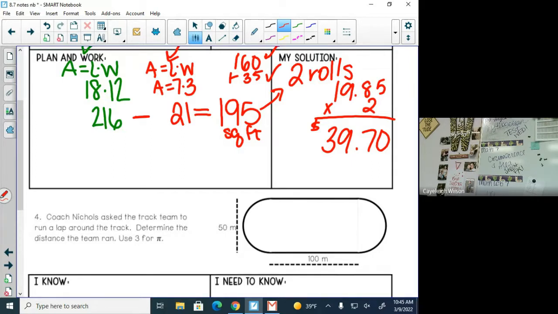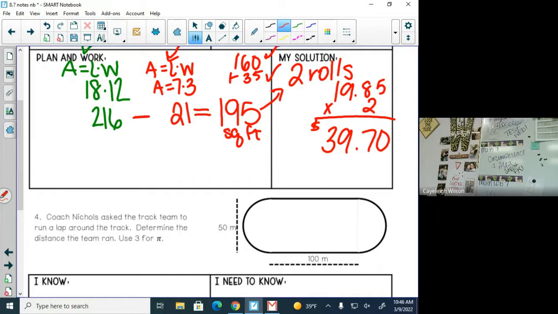All right, number 4 says, Coach Nichols asked the track team to run a lap around the track. Determine the distance the team ran. This one's asking for perimeter.